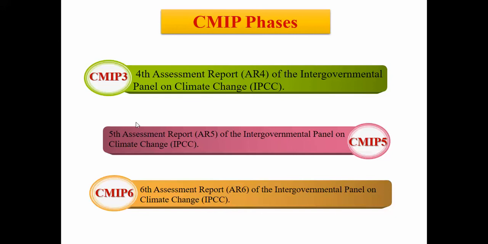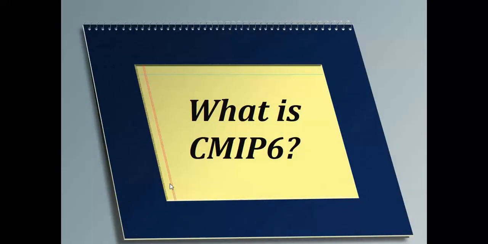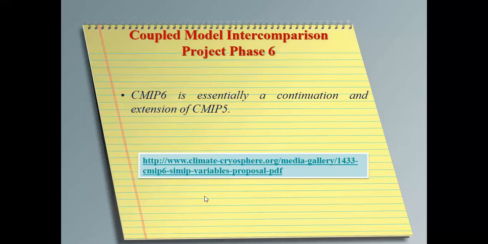So if you want to know what CMIP6 is, honestly CMIP6 is essentially a continuation and extension of CMIP5. Researchers tried to develop CMIP5 and also solve different issues in CMIP5 under RCP scenarios. So they tried to develop new scenarios with the name of SSP.